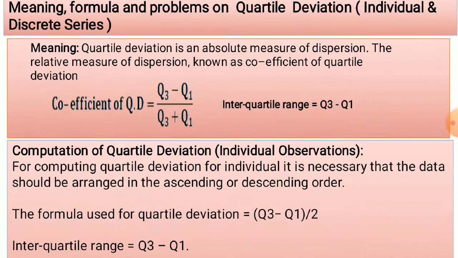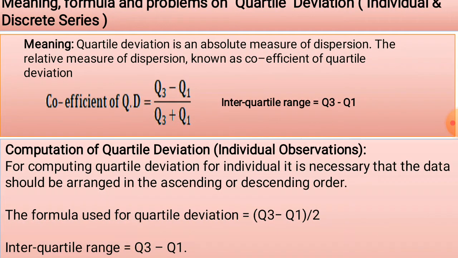And here quartile deviation is an absolute measure of dispersion. The relative measure of dispersion is known as the coefficient of quartile deviation. Therefore, coefficient of quartile deviation is equal to Q3 minus Q1 divided by Q3 plus Q1. Interquartile range is equal to Q3 minus Q1. Quartile deviation or semi interquartile range is equal to Q3 minus Q1 divided by 2.